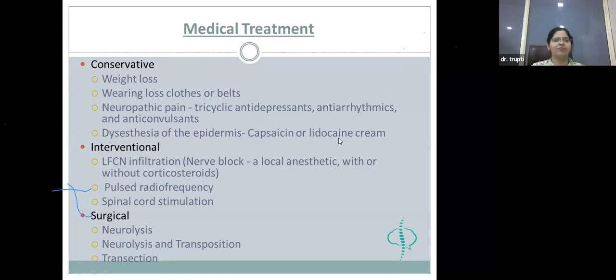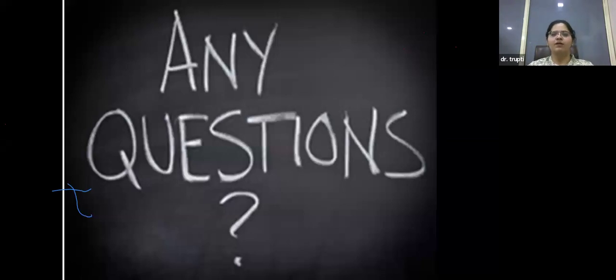capsaicin and lidocaine cream. Then comes the interventional therapy. Here, it is the same as what we have done in the nerve block. LFCN infiltration with the nerve block therapy, a local anesthesia with or without a corticosteroid is used. Then pulse radio frequency is a therapy that they use, and spinal cord stimulation. Surgical, there is neurolysis. Neurolysis with transposition and transection, that is removal. Okay. These are the medical treatments that the medicine doctors prescribe. So now, any questions?